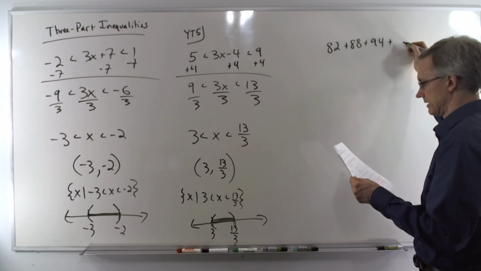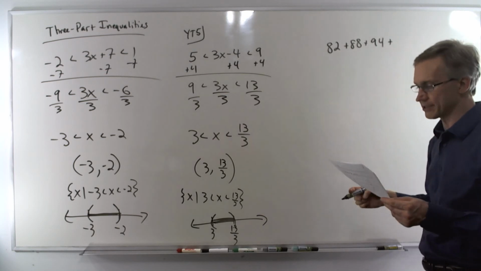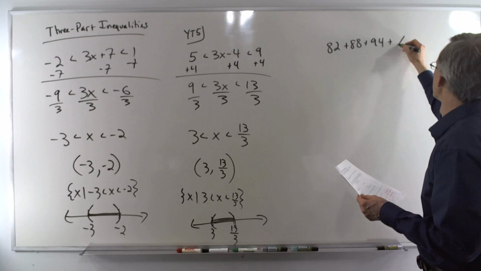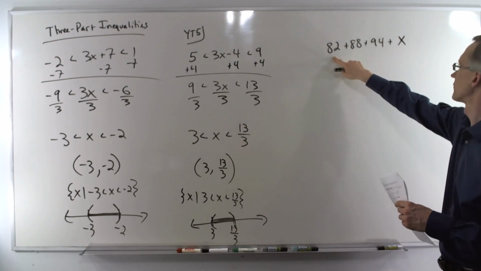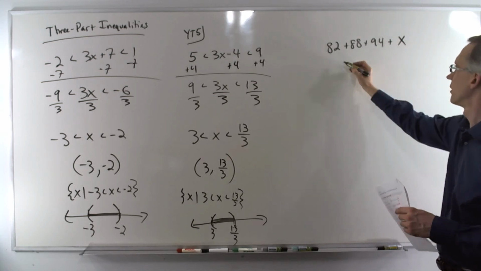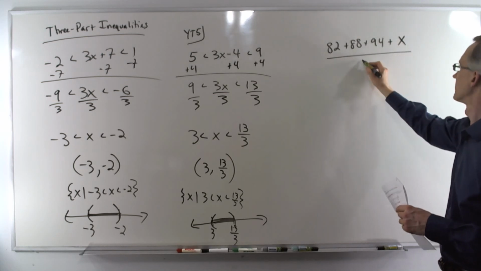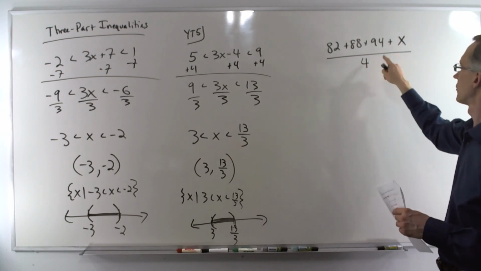Well, I used S on this. Generally, I try to avoid S because it looks like a 5, so I'm just going to use X instead. Alright, so there's our 4 scores on the exams. First 3 we know, last one's an unknown, so that's our variable. And to find the average, we divide by the number of scores, which is 4.